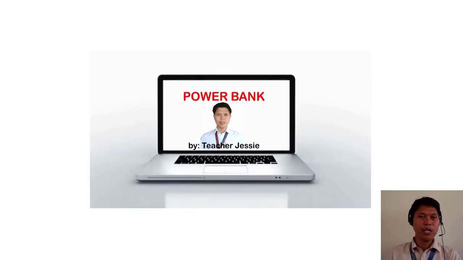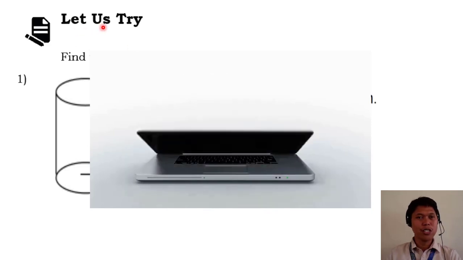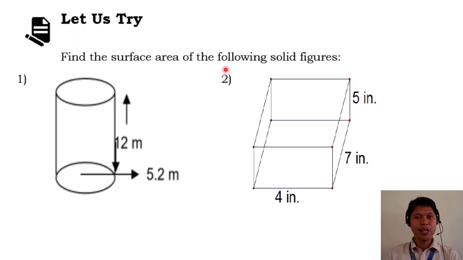So we are going to start with the "Let Us Try" activity of your module, which is finding the surface area of the following solid figures. The first one is a cylinder with a height of 12 meters and a radius of 5.2 meters. And the second one is a rectangular prism with a length of 7 inches, width of 4 inches, and height of 5 inches. So, how are we going to solve for the surface area of solid figures?